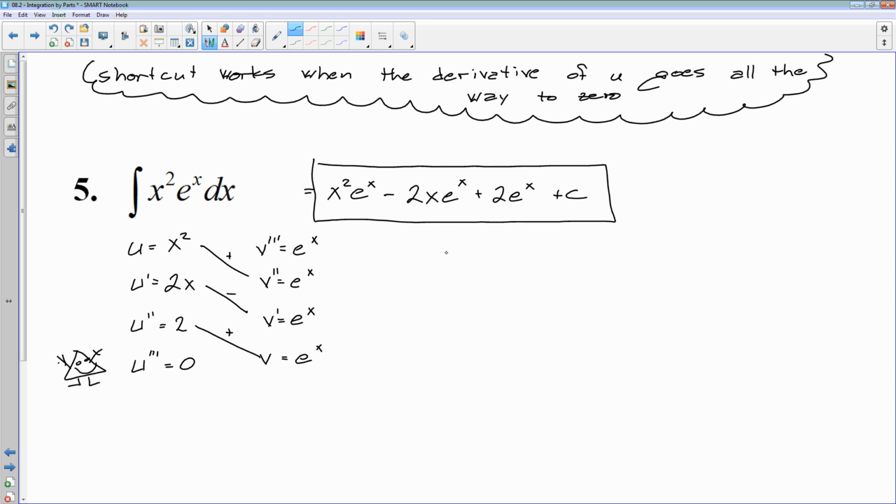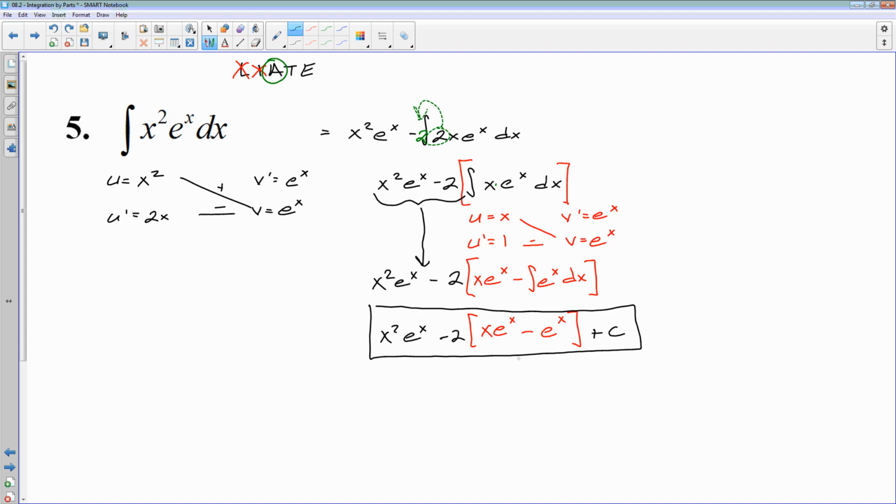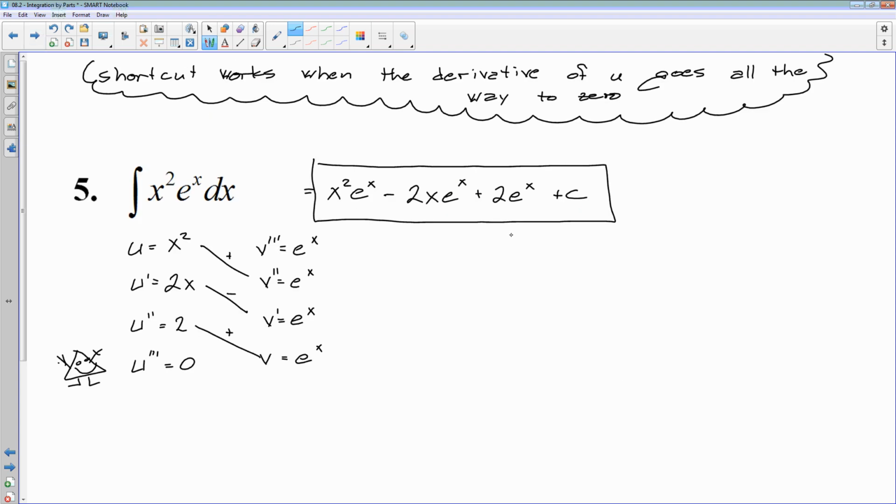If you don't believe me, go back and compare this answer to what we just did. And you'll see that it is the same. All I have to do is distribute this negative 2. If I distribute that negative 2, I get negative 2x e to the x plus 2e to the x plus c. And that is the same answer we just got right here.